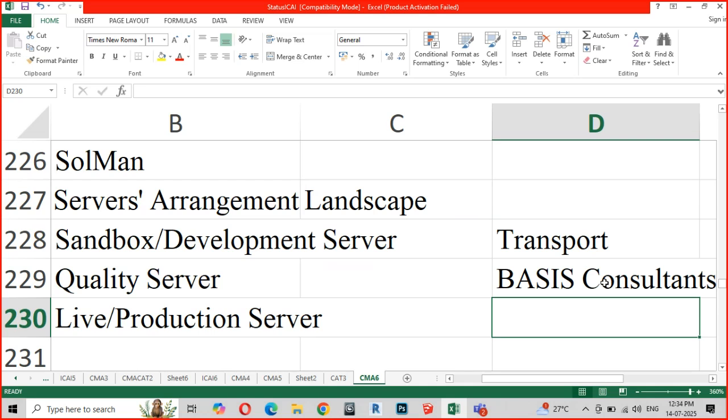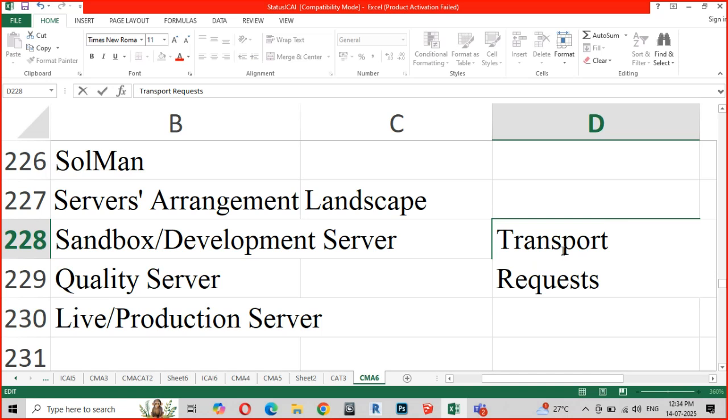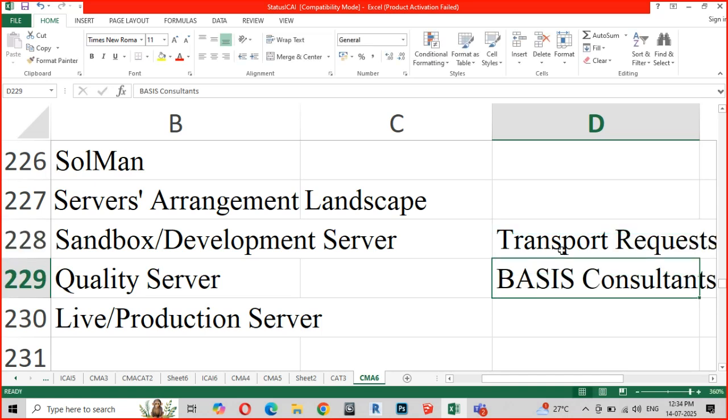So the solution moves from one environment to the other environment through a concept called a transport. It is called a transport request, or transport requests. Okay. So this is the cycle.